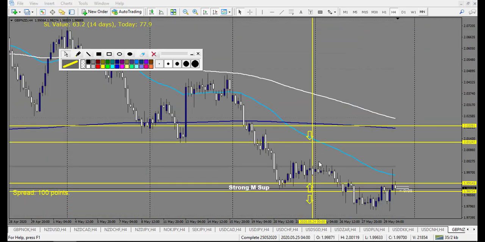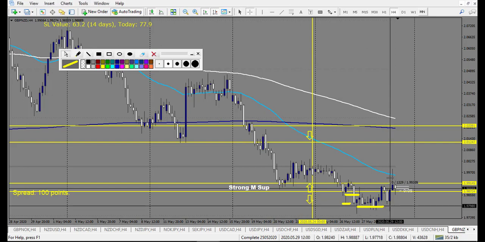GBP NZD. So what do we get? We got a tricky, tricky, tricky bullish pin bar right here. Retracement is a losing trade. And after we have another bullish pin bar that I took. And this one, I believe, is a winning trade. 50 pip stop loss and it made 180. So we have one losing trade right here and one winning just below. And that's it for the profile.